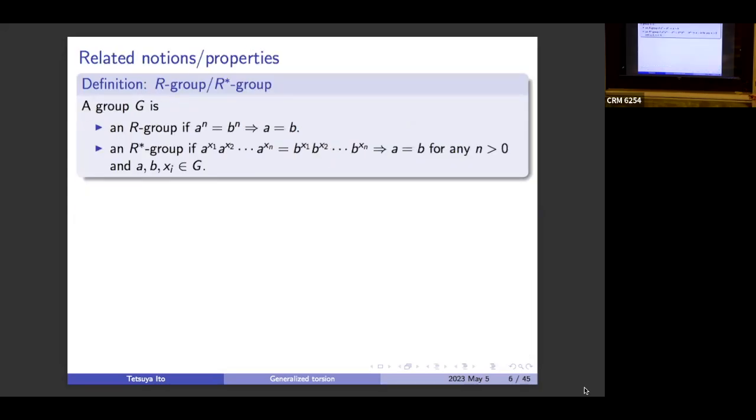I briefly recall several related notions. A group is an R-group if a^n equals b^n implies a equals b. And an R-star group is some kind of generalization: if a x_1 a x_1^{-1} up to a x_n a x_n^{-1} is equal to the corresponding product for b, then a is equal to b.